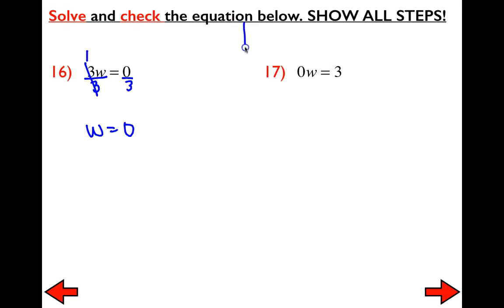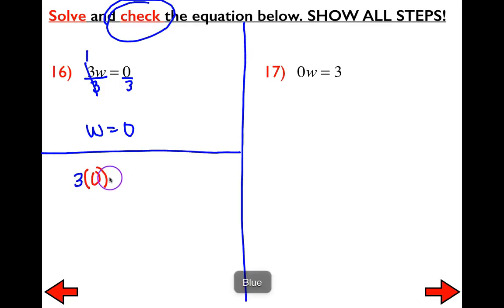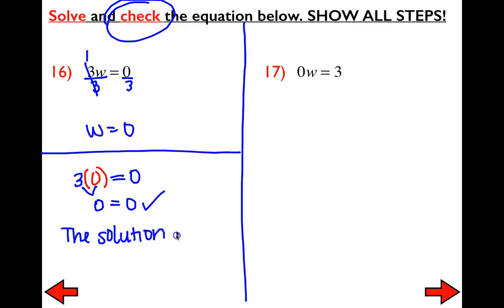But before I claim that this is truly my answer, I'm going to have to check my work because that's what it states in the instructions here. I'm going to go ahead and put 3, but instead of a w, I'm going to plug in a 0. Notice again I use parentheses to do that. And let's see, 3 times 0 is 0. Does 0 equal 0? Yes, so I can confidently say the solution is w equals 0.